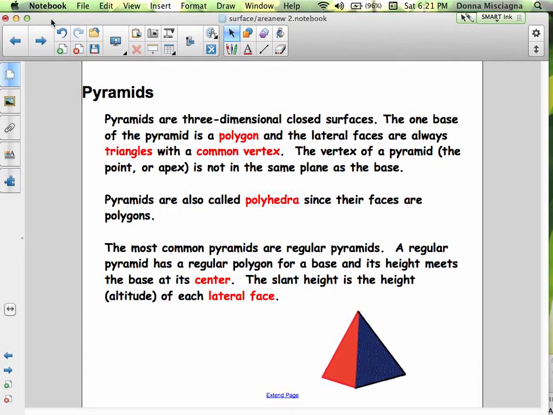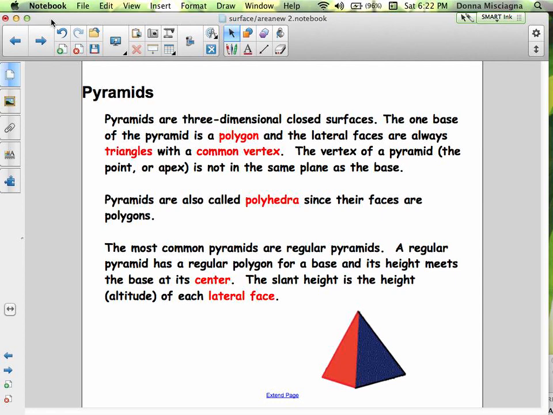The one base of the pyramid is a polygon, and the lateral faces are always triangles with a common vertex. So remember, our sides are triangles. So now we're going to have a little bit different formula for our surface area because our sides aren't rectangles anymore, they're triangles. The vertex of a pyramid, the point or apex, is not in the same plane as the base. Right? So the lateral sides all meet together at one point. Pyramids are also called polyhedra since their faces are polygons.